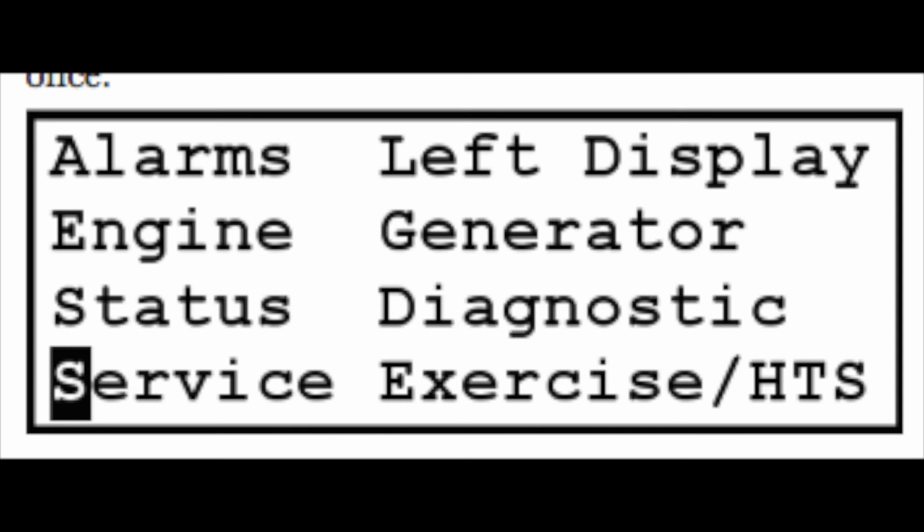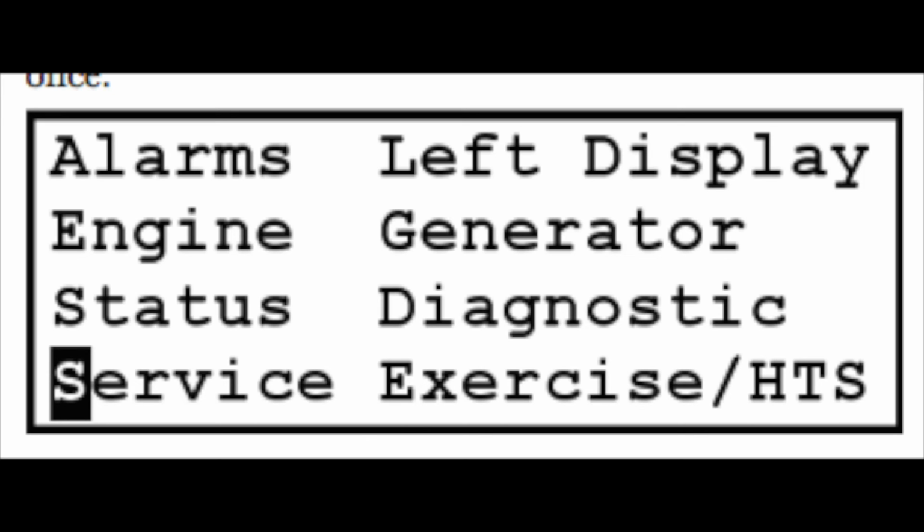Let's jump back to the right display pages. The right display is menu-based with 8 main menu items: system alarm and warning pages, engine parameter pages, system status pages, maintenance status pages, left display menu page, generator parameter pages, system diagnostic pages, and internal exercise and ATS page. To select a page for the right display, make sure that you are pressing menu and use the arrow keys to move the cursor to the desired menu item, then press enter.